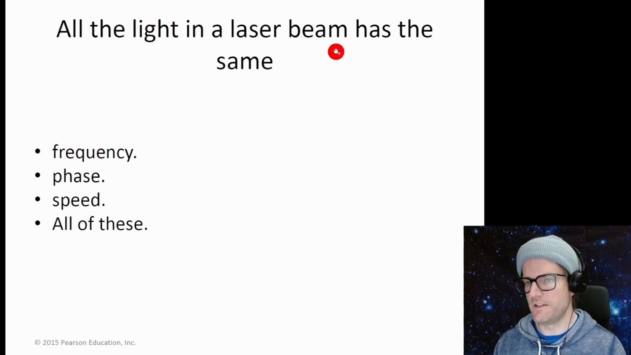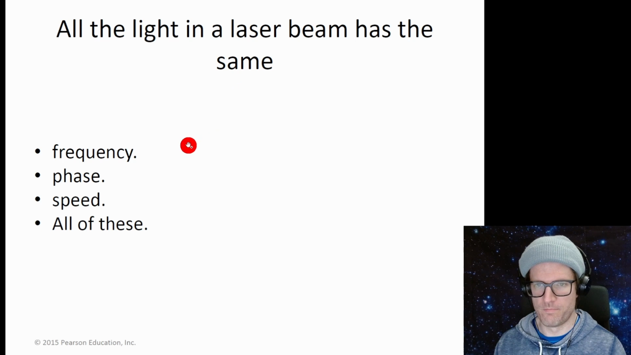All the light in a laser beam has the same frequency, the same phase, and the same speed, all of them, because it's coherent light.